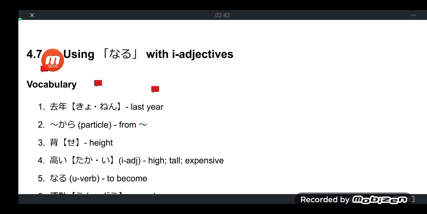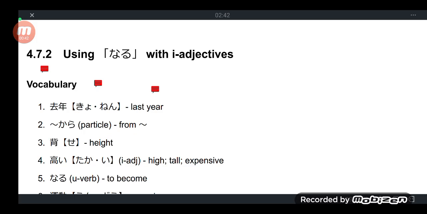Hello everyone, this is Vince, and today I will discuss again another intermediate level kind of grammar. Well, our lesson number 0096 is all about how to use naru together with an I adjective. So, this is an intermediate level type of grammar, and first I want to show you what is the purpose of this intermediate level lesson.